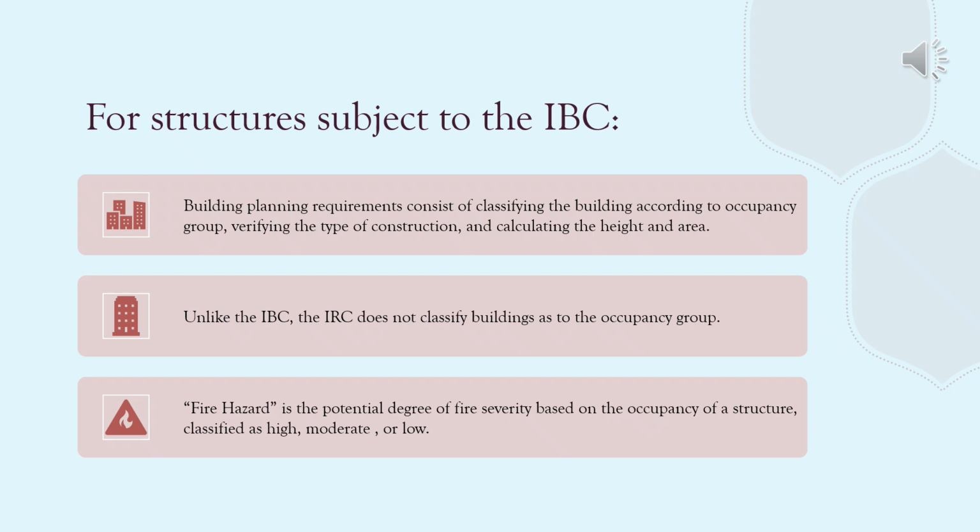Now, this program is going to be based primarily on the IBC, okay? So we're going to be looking at the structures subject to the IBC. Building planning requirements consist of classifying the building according to occupancy group. So we're going to be looking at that, verifying the type of construction. We won't be calculating height and area. We'll just kind of do a general overview of that. But primarily we're looking at occupancy group and type of construction.